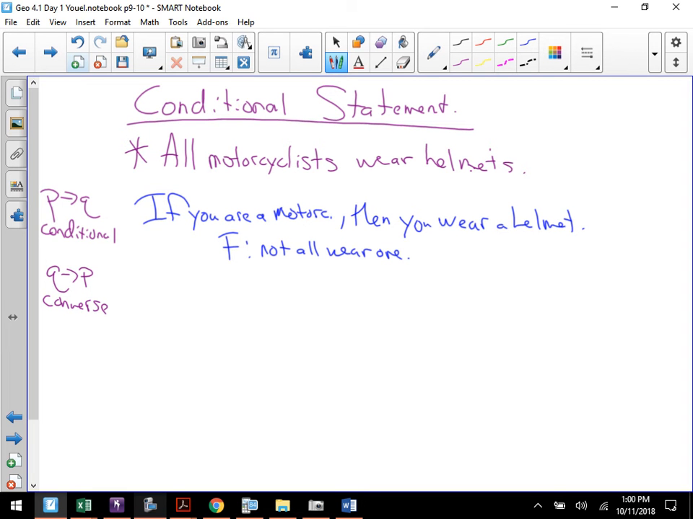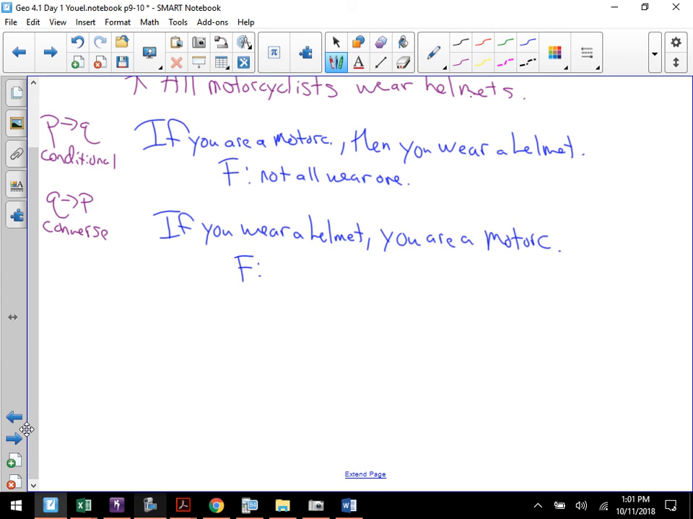Right. You say it backwards. Q implies P. If you wear a helmet, right, that's a counterexample. You could be a bicyclist, a football player, a baseball player, a snowmobiler, skiing, you could be anything. Right, roller derby, I like that one.